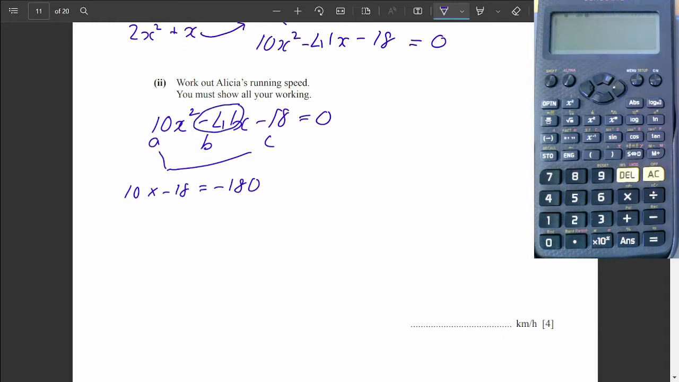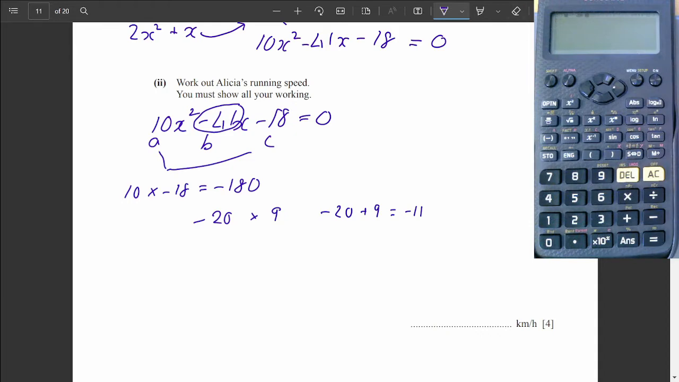So let's think about that. Let's do minus 20 times 9. That gives a minus 180. But when we add them together, we get minus 11. Okay, so that would not work. We need to try something else.